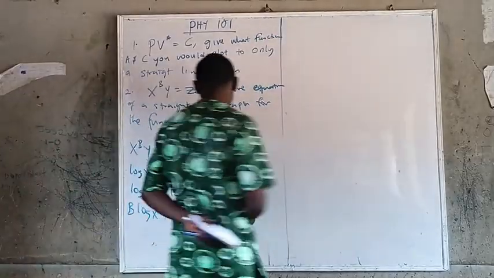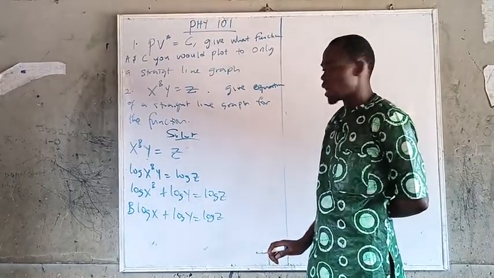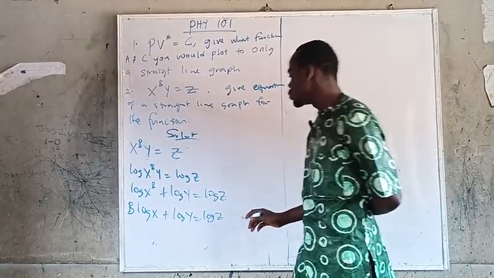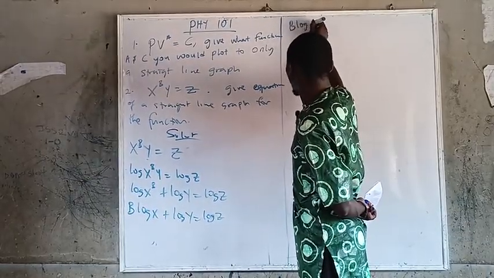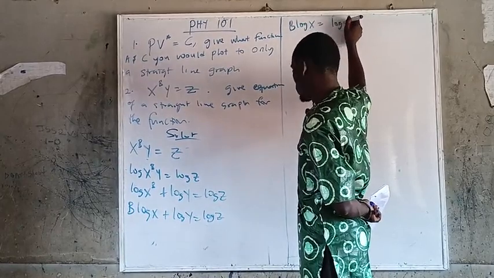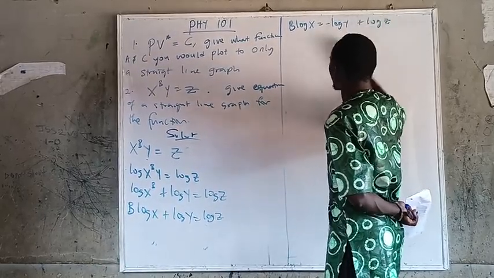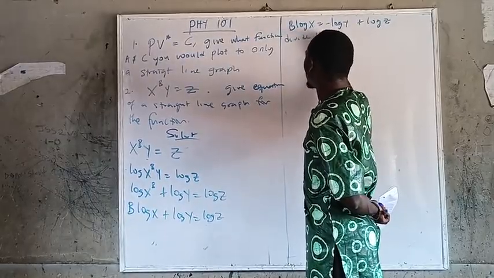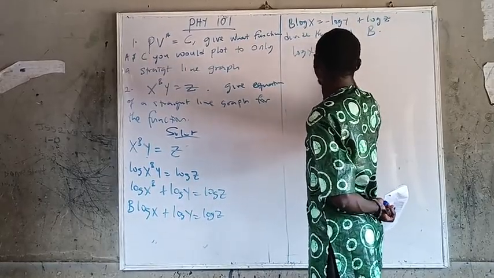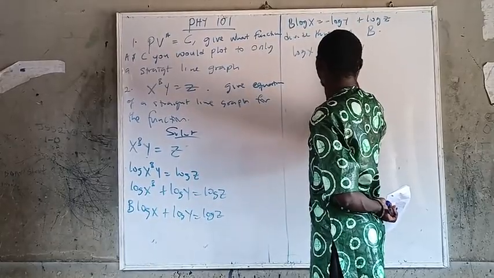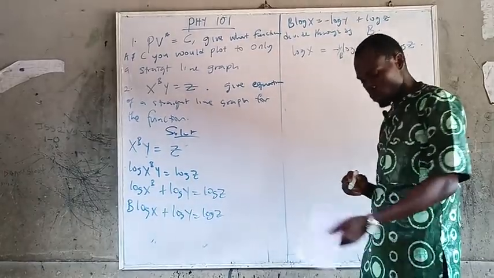Now from here, the question is, we are making log x to be on vertical, log y to be on horizontal as specified in the question. So what will you do? It means you are making log y to this side, then you have b log x is equals to minus log y plus log z. We divide through by what? By b. Therefore, we have log x is equals to minus 1 over b log y plus 1 over b log z. Okay?